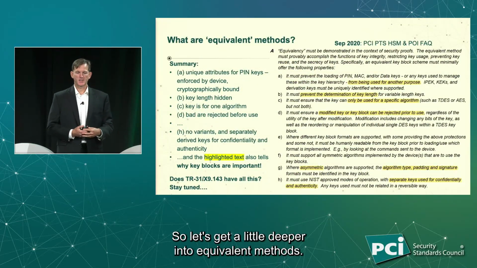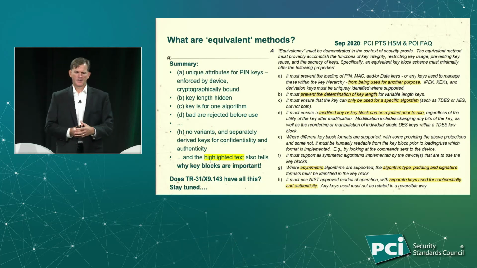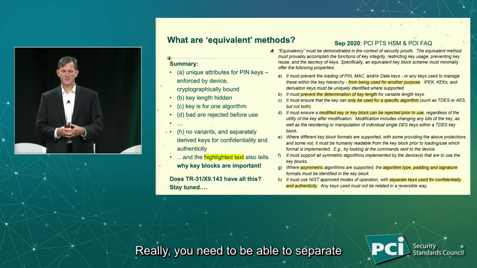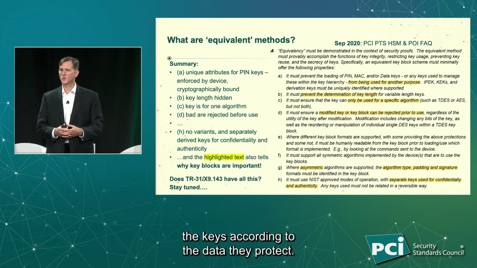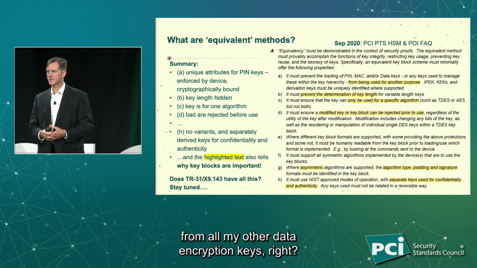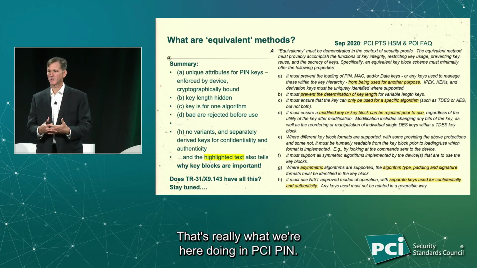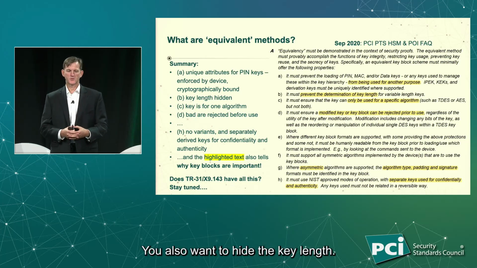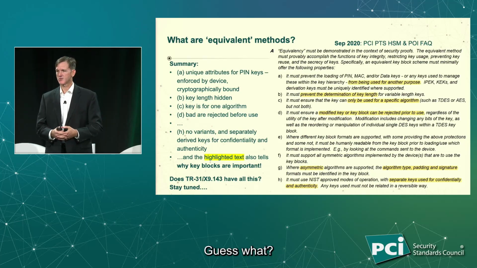So let's get a little deeper into equivalent methods. I've got a summary there at left. Really, you need to be able to separate the keys according to the data they protect. If I have a PIN encryption key, I need to be able to tell that from all my other data encryption keys. That's really what we're here doing in PCI PIN. So that, all right, makes sense. You also want to hide the key length. Guess what? Not even TR-31 does a good job of this.